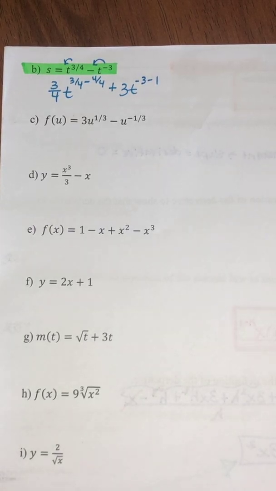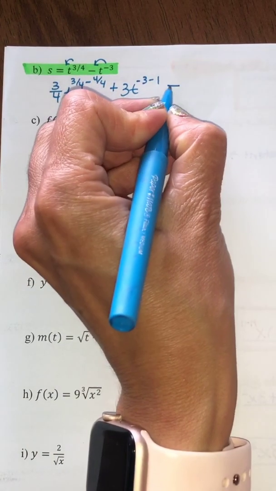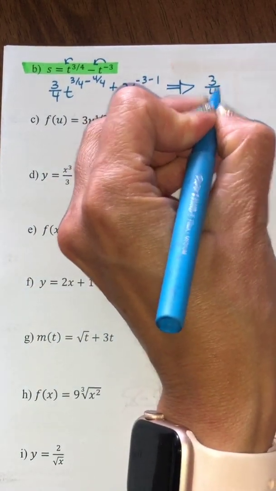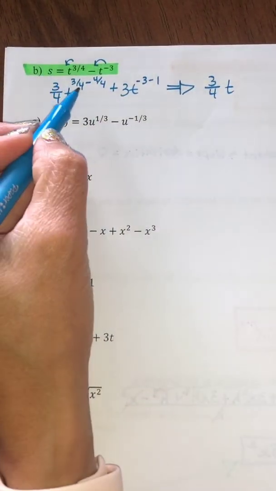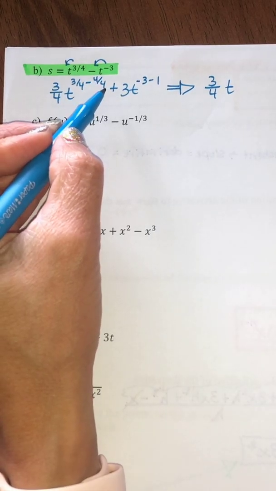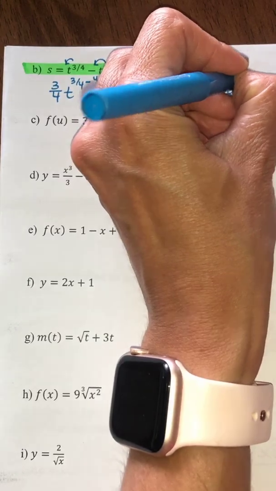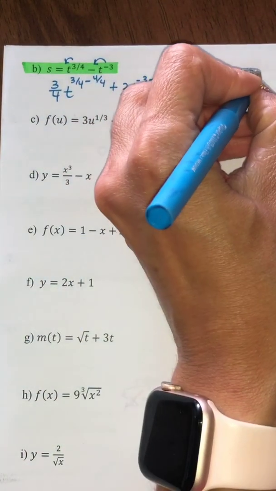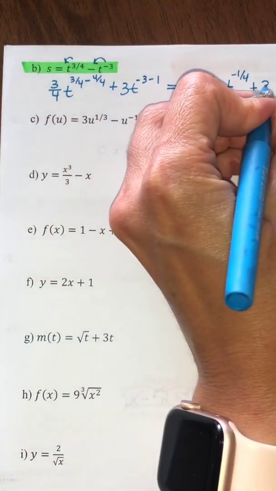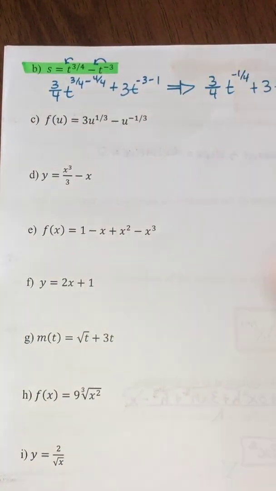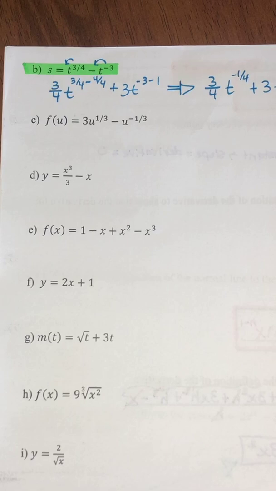Remember, you drop the exponent in front, and then you bring it down a degree, so we have to subtract 1 from the degree that was already there. Okay, let's clean this up. So we have 3/4 t. 3/4 minus 4/4, well, that's -1/4. Plus 3t, -3 minus 1 is a -4, so 3t to the -4th.